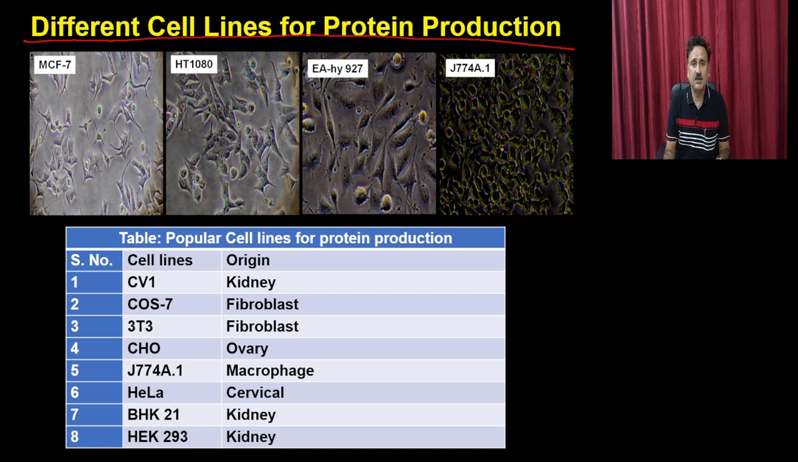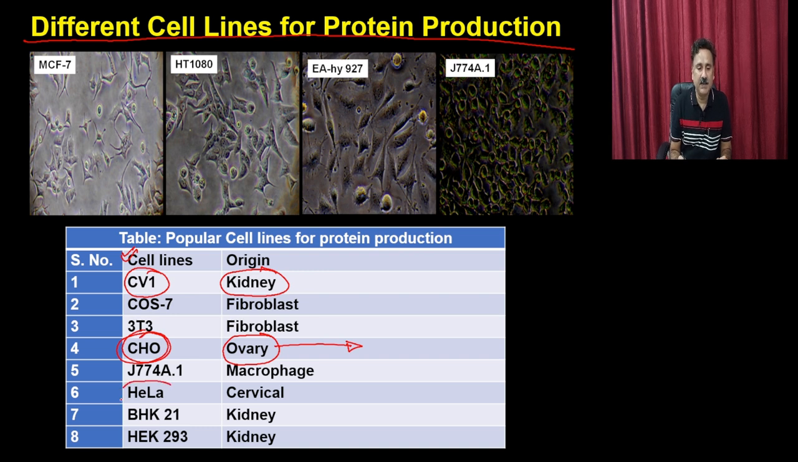And depending upon the source of the protein which you want to express, you can select the host appropriately. So for example, you can have different types of cell lines. For example, I have CV1, which is a cell line derived from the kidney. Similarly, we have CHO-K1, which is from the ovary. So if I want to express a protein which I know is expressed very nicely in ovarian cells, I will use CHO-K1.